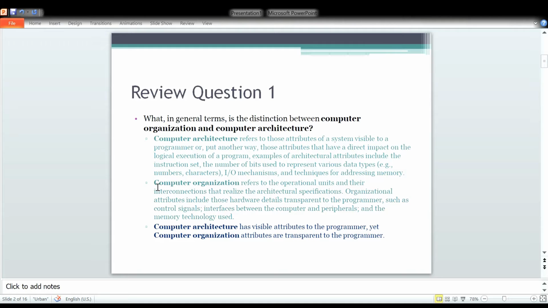The second one, we're going to define what is computer organization. Computer organization refers to the operational units and their interconnection that realize the architectural specification. Organizational attributes include those hardware details transparent to the programmer, such as control signals, interface between the computers and peripherals, and the memory technology used. In general, the difference is computer architecture has attributes visible to the programmer, yet the computer organization attributes are transparent to the programmer.